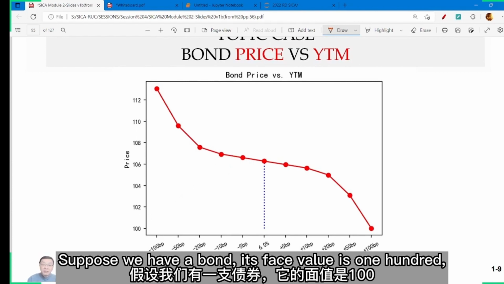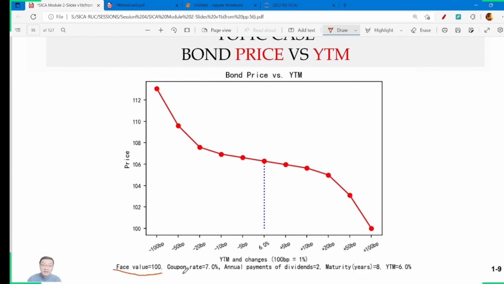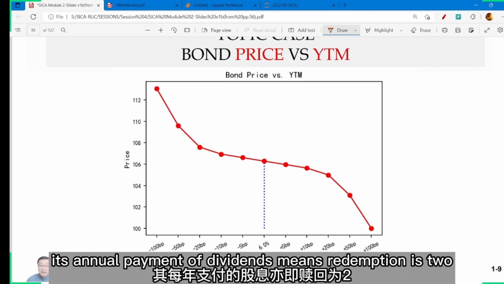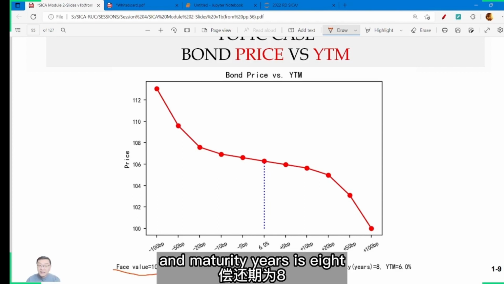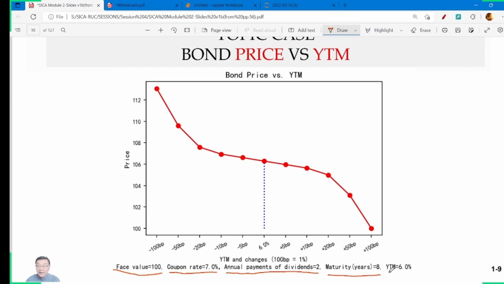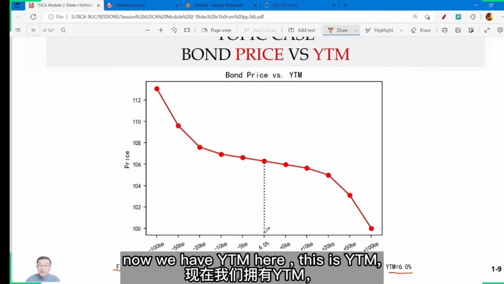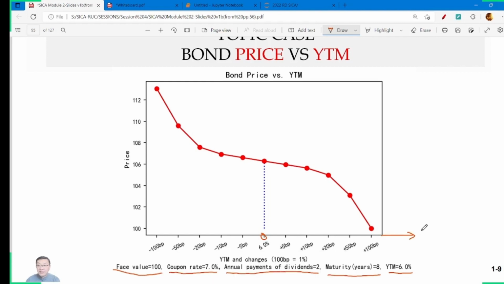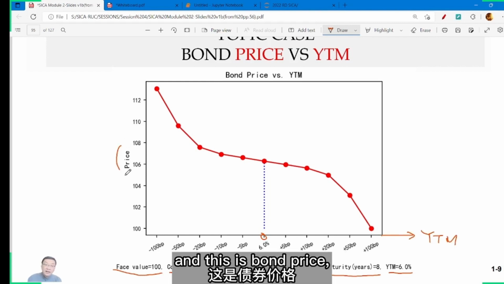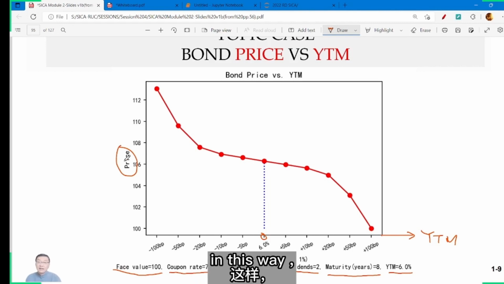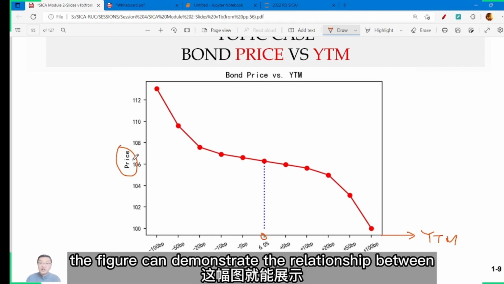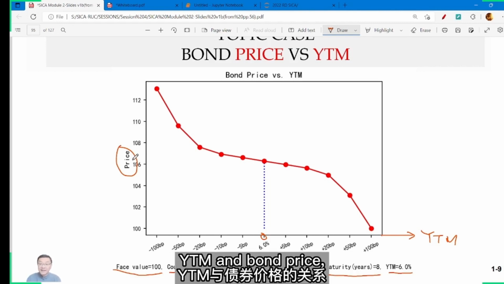Suppose we have a bond. Its face value is 100. Its coupon rate is 7%. Its annual payment of dividends means redemption is 2. And maturity years is 8. YTM is 6%. Now we have YTM here, and this is bond price. In this way, the figure can demonstrate the relationship between YTM and bond price.